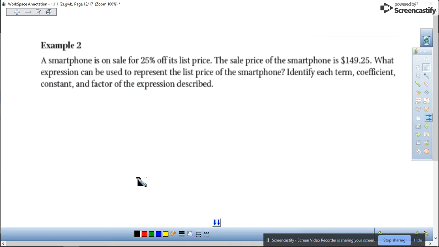So the first thing I want to look for is, is there anything that we need to assign a variable to? Is there any unknown quantity? If you reread this problem, it says a smartphone is on sale for 25% off of the list price. The sale price is $149.25. What expression can you use to represent the list price? So the list price is the thing that I don't know. Okay, so I'm going to call that x. x is the list price.